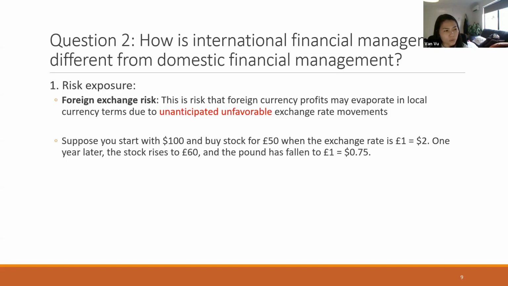So what we will do is use this 50 pounds and invest in the UK stock market. In 1 year's time, our stock portfolio increases to 60 pounds. So we have a capital gain of 10 pounds. Now, at that time, the exchange rate has changed. So now for every £1, it is only worth 0.75 of a dollar. So £1 is only worth 75 cents now.